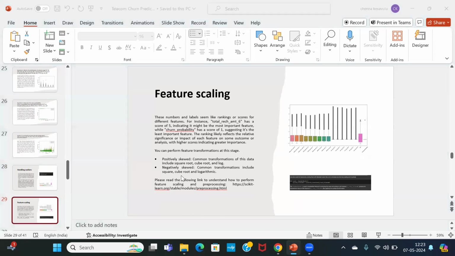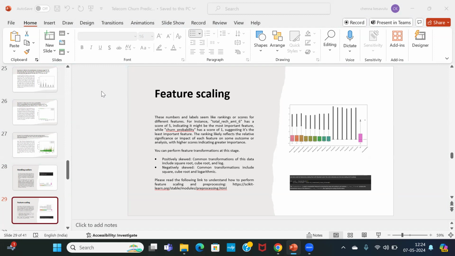Thank you, Chana. So I'll be continuing with feature scaling. These numbers and labels that are seen are like rankings or scores for different features. For instance, total recharge amount 6 has a score of 5, indicating it might be the most important feature, while churn probability has a score of 1. So we can perform feature transformations at these stages.